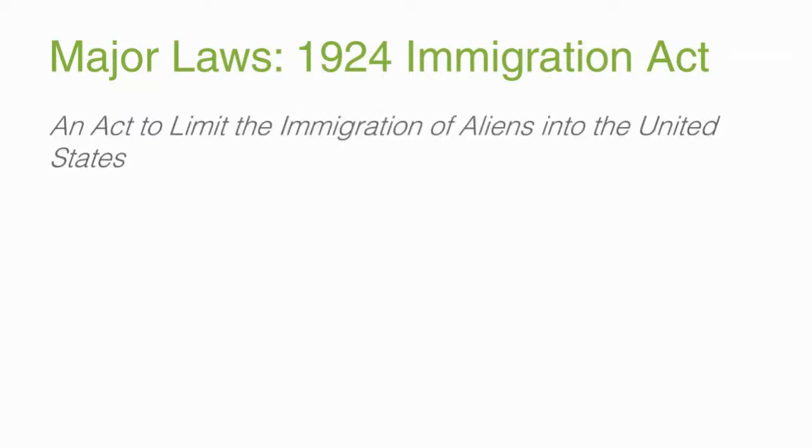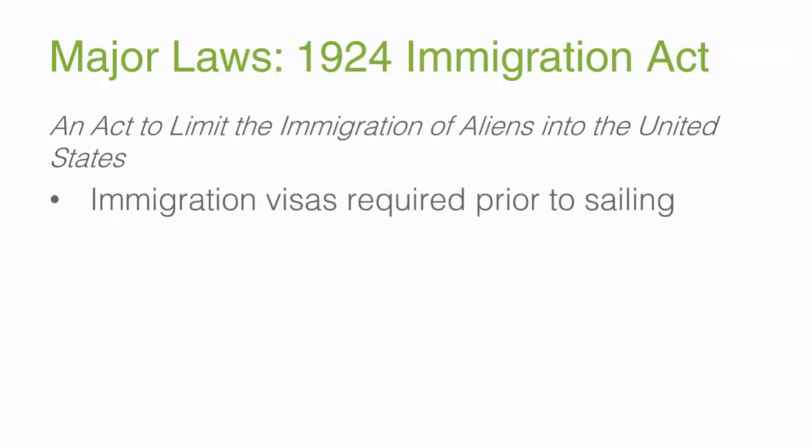So at this point, the act allowed for it, and we'll talk a little bit more about border crossings in a few minutes. And then the next law I'm going to mention, and like I mentioned, there's a lot of major laws related to immigration, but the next really big one was the 1924 Immigration Act. This was an act to limit the immigration of aliens into the United States. Sometimes this is known as the Quota Act as well. So at this point, the whole process of immigration was changed. And instead of coming to the US and being inspected here in the US, you actually had to acquire a visa prior to sailing if your plan was to immigrate.